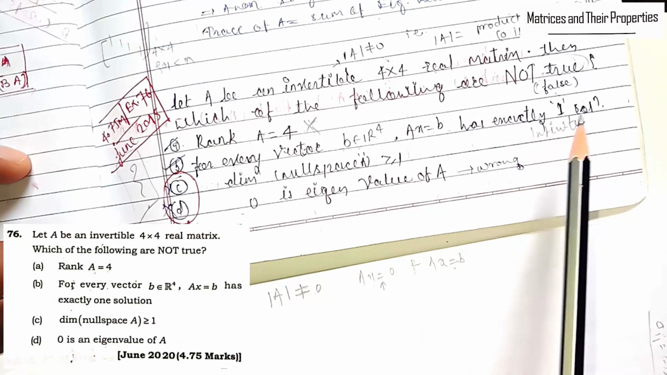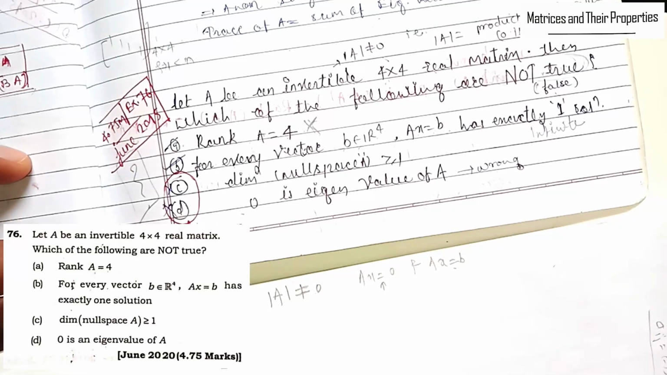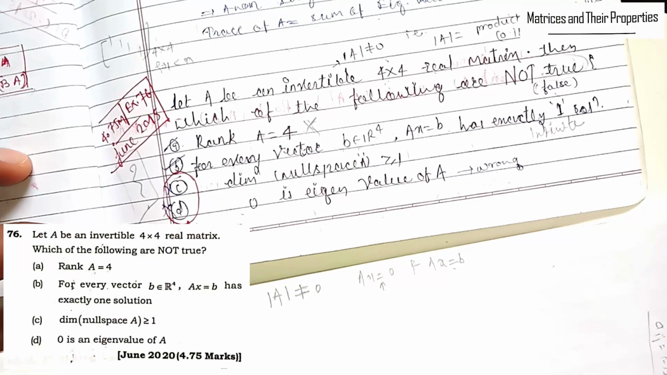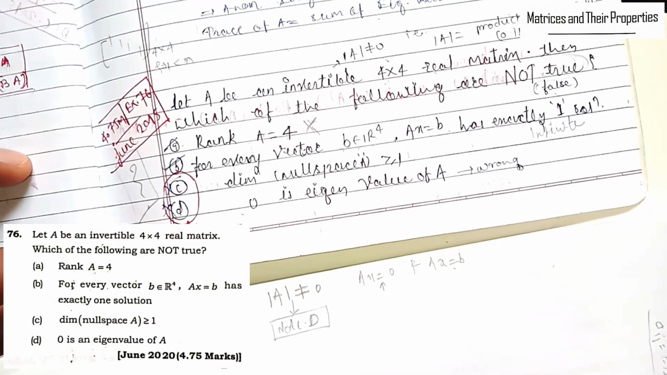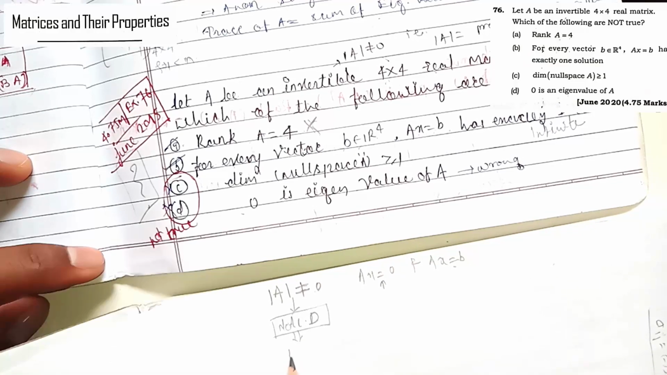So we have to check whether it has exactly one solution, more than one solution, infinitely many solutions, or no solution. But we have only one condition, which is determinant non-zero. And if the determinant of a matrix is non-zero, that means the matrix is not linearly dependent. Determinant non-zero means the matrix is not linearly dependent. That means the matrix is linearly independent. So we got the matrix which is linearly independent.